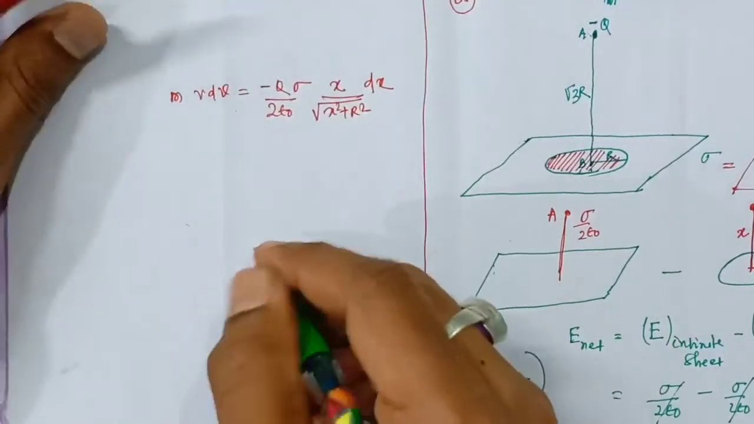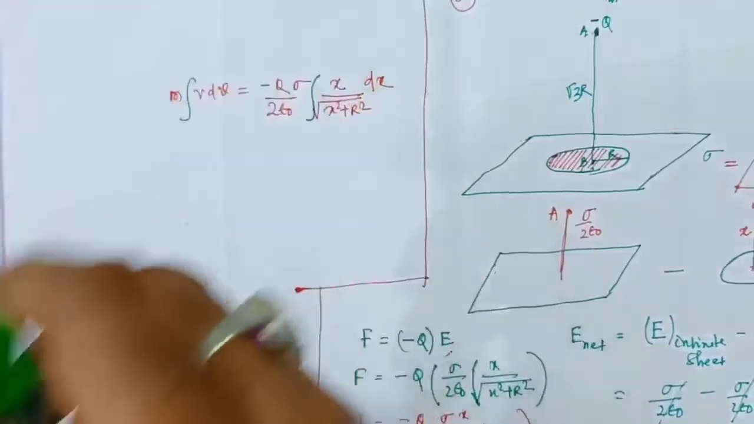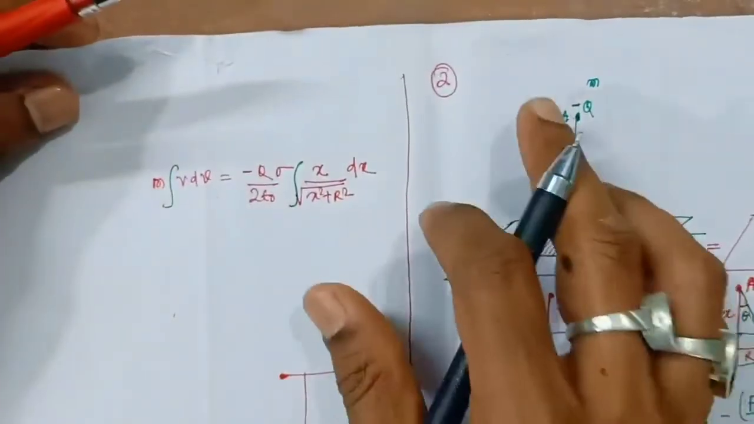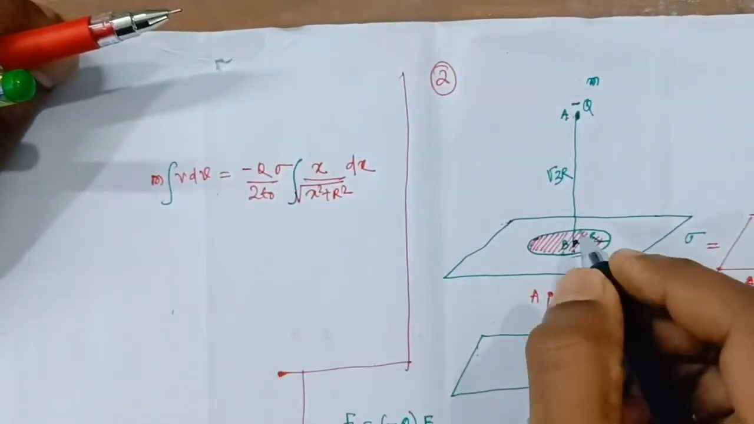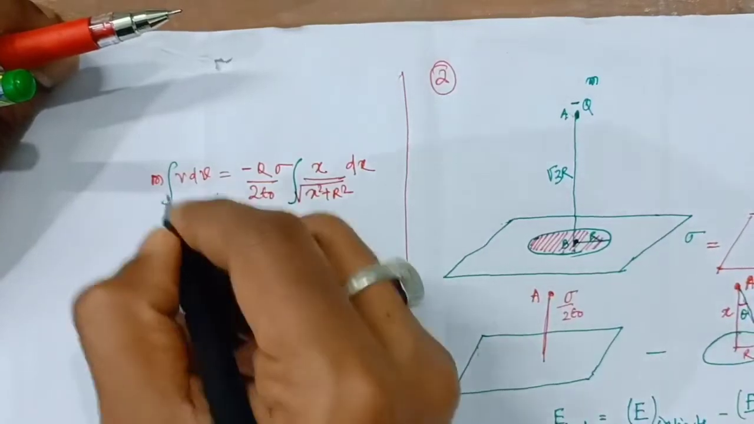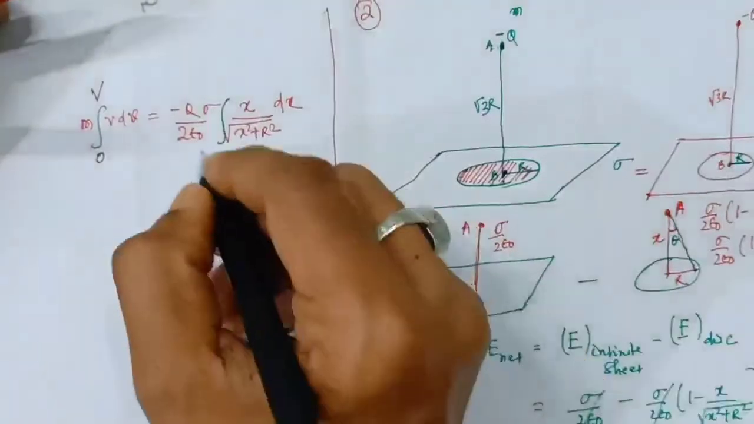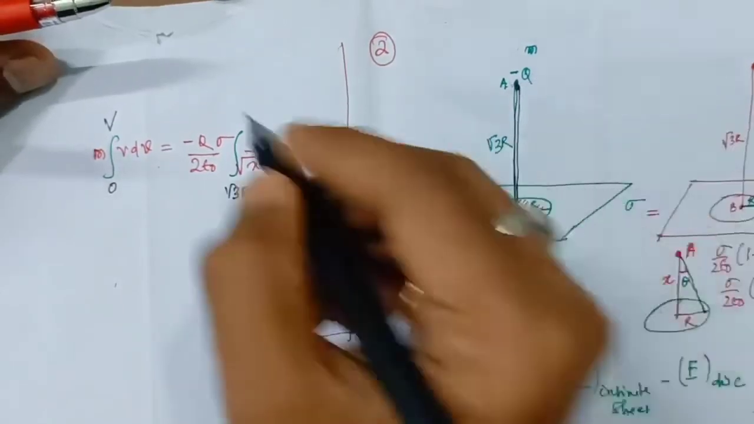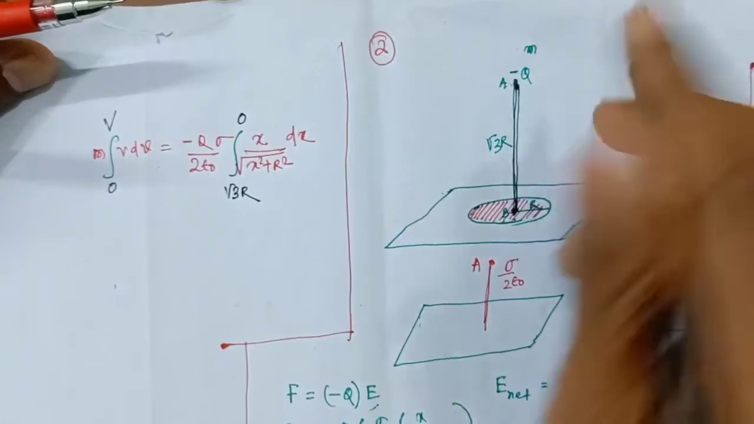Now I can do the integrations here. Initially it was at rest, now it comes down. At this point, what is its velocity? Initially it was at rest, and the final velocity is v. Initially it is at a distance of root 3 r, and after that it comes to 0, because it reaches this point.